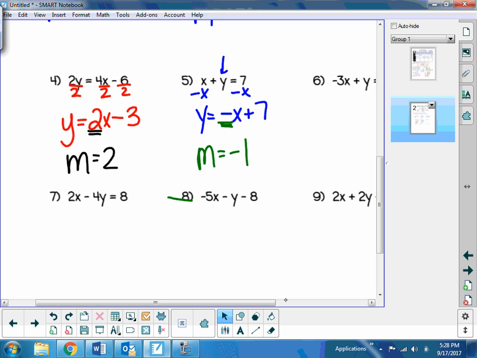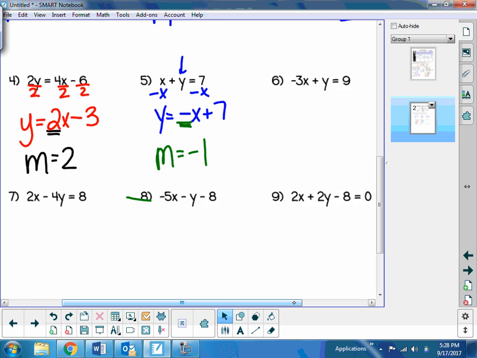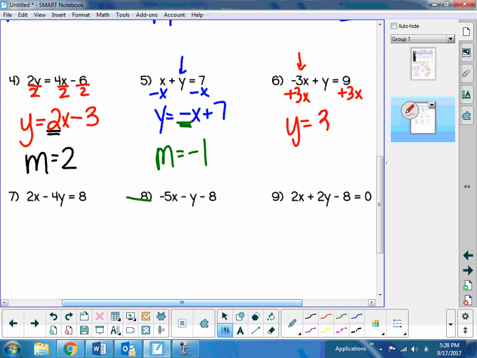Let's take a look at 6. We have -3x plus y equals 9. Again, our goal is to get y by itself. So I need to get rid of this negative 3x. So in order to undo the subtraction of 3x, I need to add 3x to both sides. So I have y equals, again, thinking about the grammar, about the proper form, 3x plus 9. So if y is by itself, what's our slope? The number with the x, so it's 3. Our slope is 3.